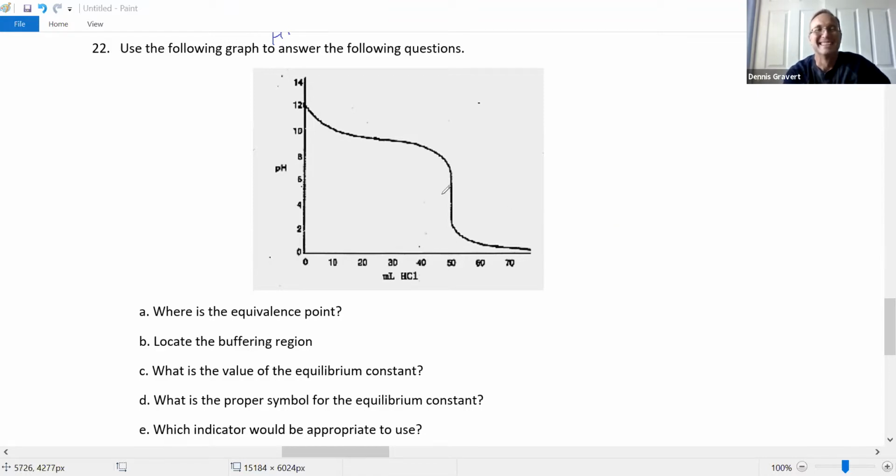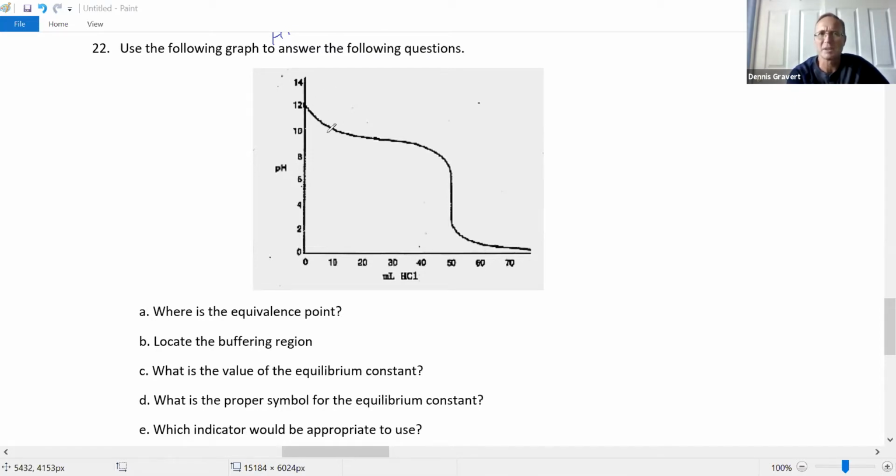No worries. Where's the equivalence point? What the heck is that? Equivalent, what's equal here? Well, what is this thing? The x-axis talks about milliliters of HCl. What's HCl? Strong acid. On the y-axis, we're looking at pH, and the pH is coming down. As you add more acid, that makes sense. More acid is going to lower the pH.